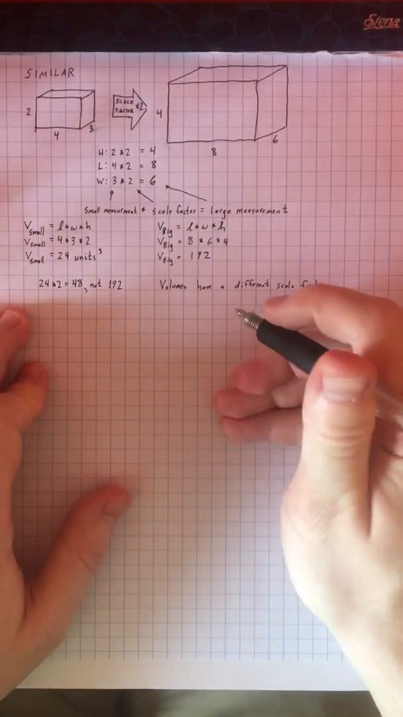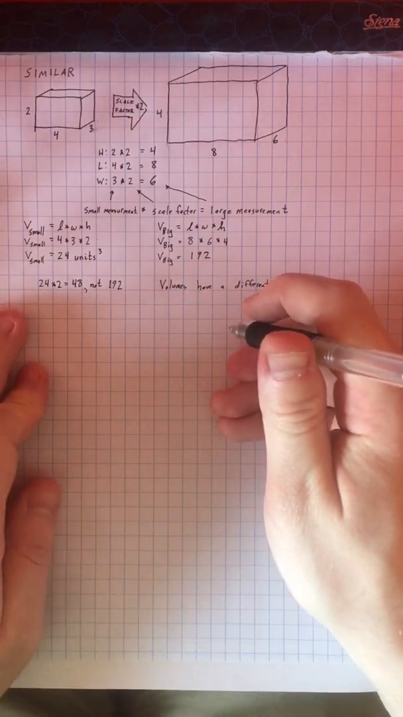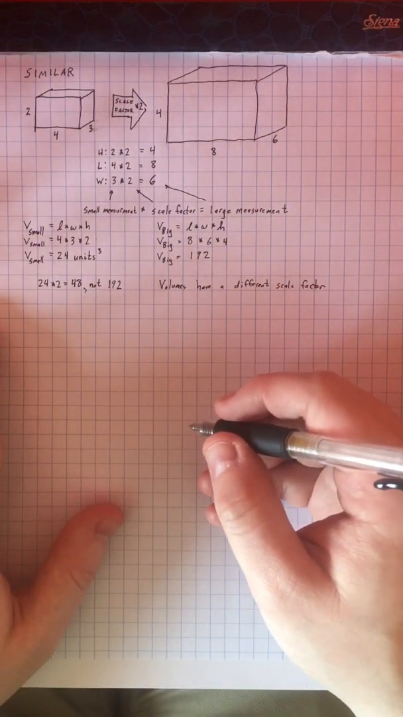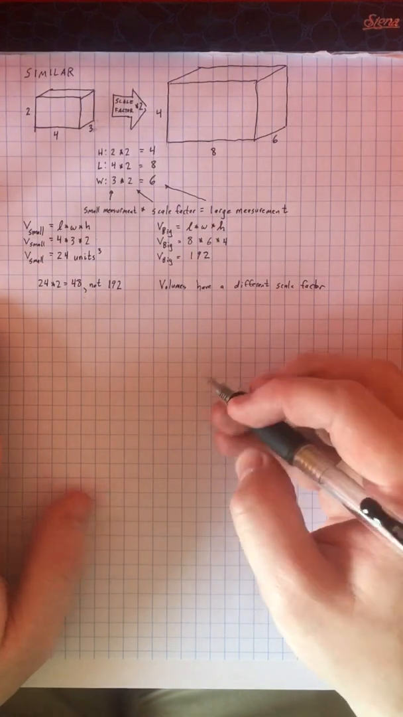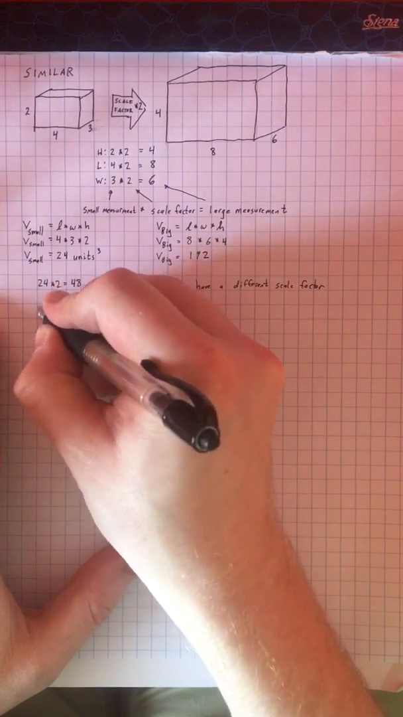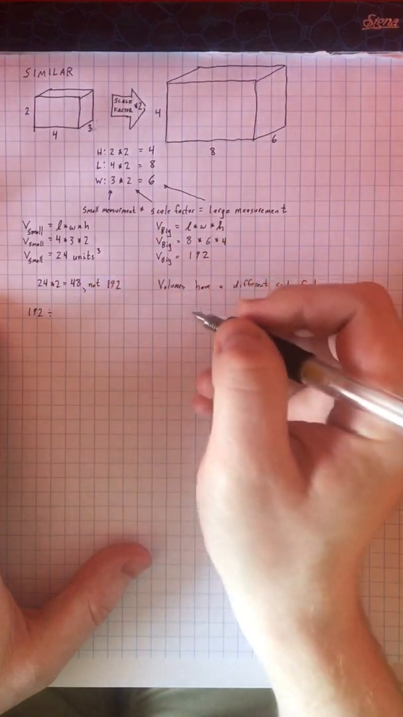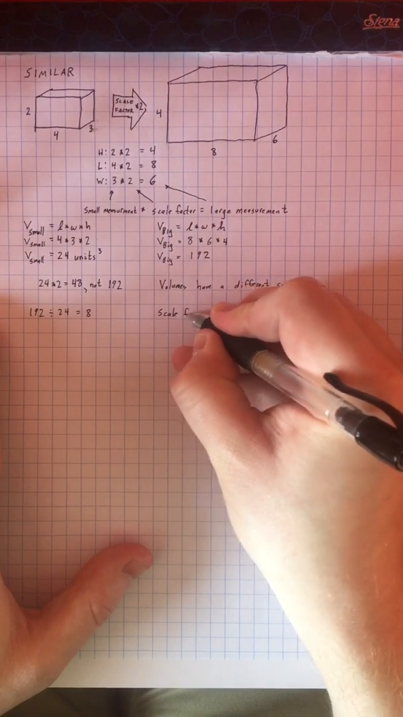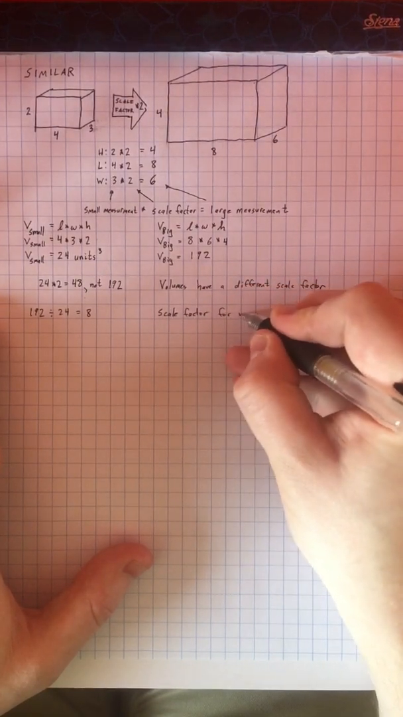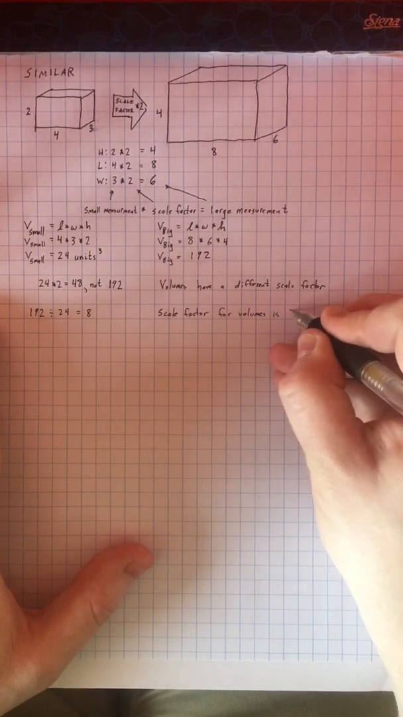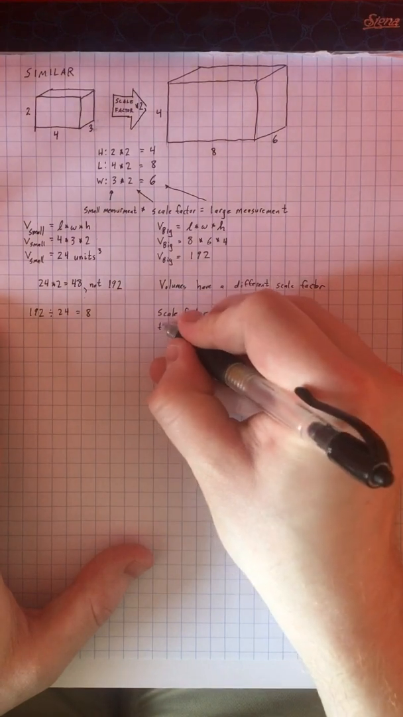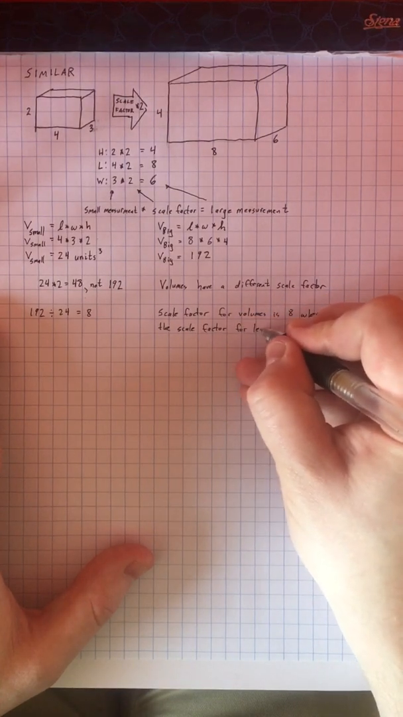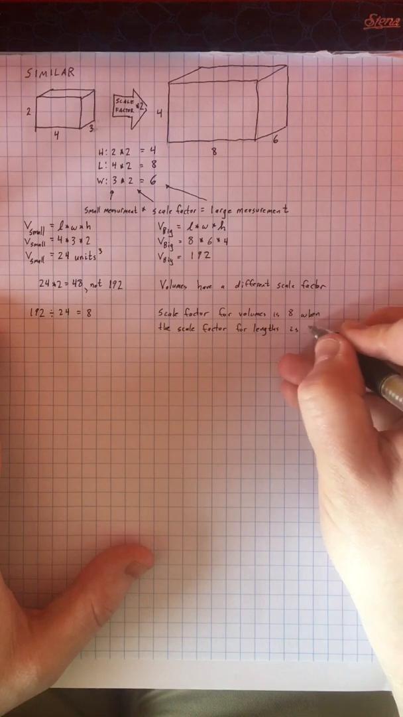Now, in facing a question like this, mathematicians try to find underlying relationships. They want to see if what they're looking for has anything to do with what they previously know. And so let's take a look first at what is the scale factor between these two volumes. 192 divided by 24 equals 8. The scale factor for volumes is 8 when the scale factor for lengths is 2.